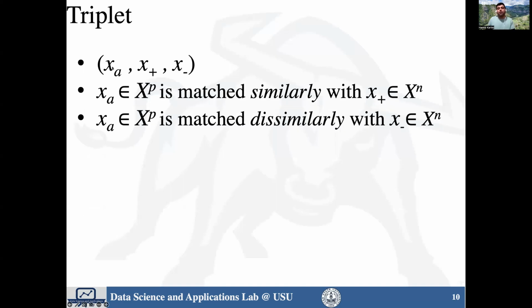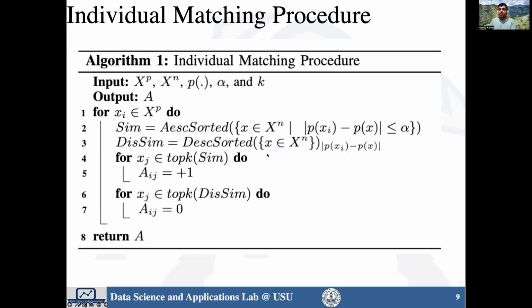Given this, we also have this notion of triplets, which is X anchor, X positive, and X negative. X anchor is a member of the protected group that is matched similarly with X positive, which is a member of the unprotected group. The same X anchor, or individual, is matched dissimilarly with another member of the unprotected group. For example, a female is matched similarly with a male, and the same female is matched dissimilarly with another male, where we get the similar and dissimilar matches using the procedure that I just described.